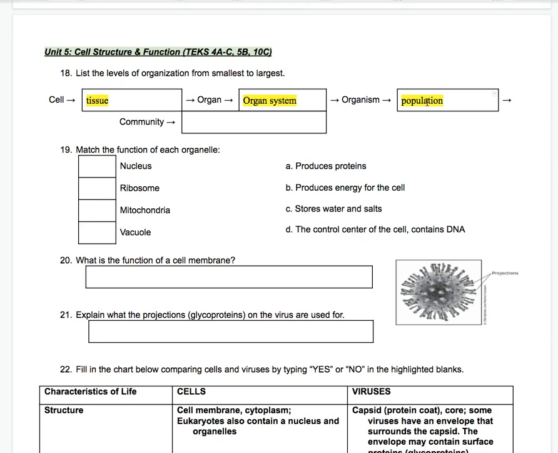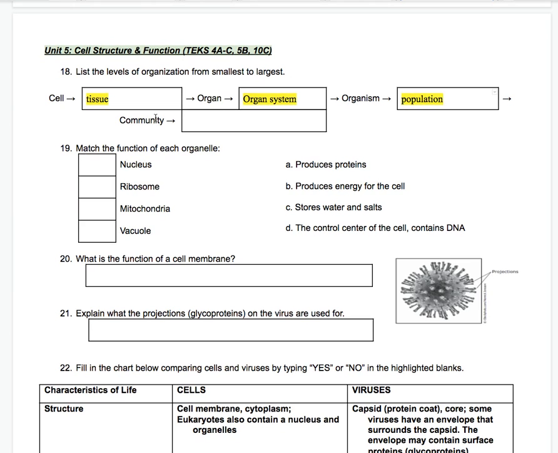So your population would be all the humans in the area you live in. The community would be all the living things, so the humans, the insects, the birds, the trees. And then an ecosystem would be all the living and non-living things, so your house, the rocks, the people, the animals, the trees. You could even go further into levels of organization, like biome and then biosphere.